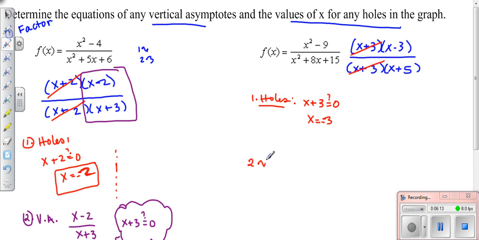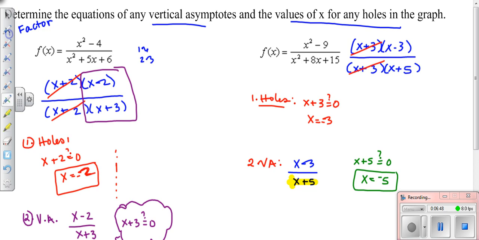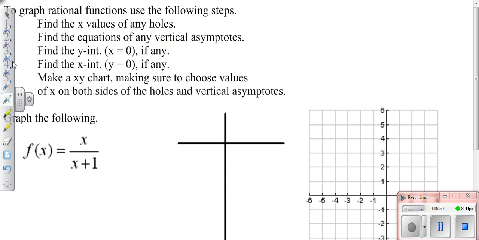When I go to look for my vertical asymptotes now, I look at the simplified version, which is x minus 3 all over x plus 5, and say, well, where doesn't this work? That doesn't work where that denominator equals 0. Where does that happen? That happens at x equals negative 5. So at x equals negative 5, there's a vertical asymptote. So here's our procedure.